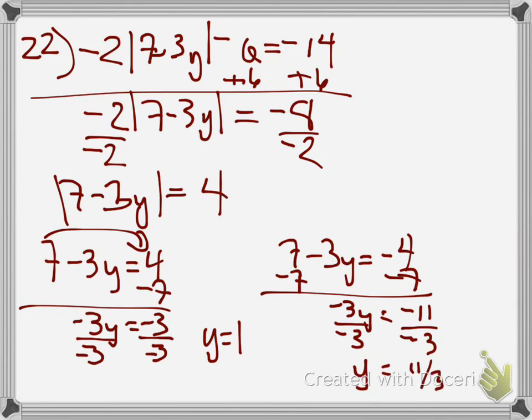Okay, so if I put 1 in here, I get 4. Negative 2 times 4 is negative 8. Okay, so negative 8 minus 6 is negative 14. If I put the 11/3 in there, I'm going to have negative 4, positive 4, negative 8, and that would check also.